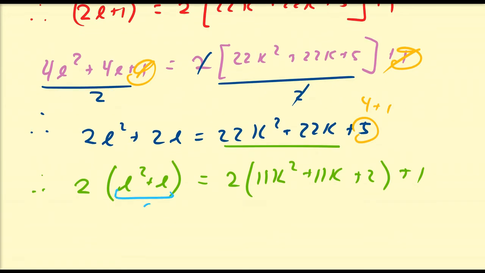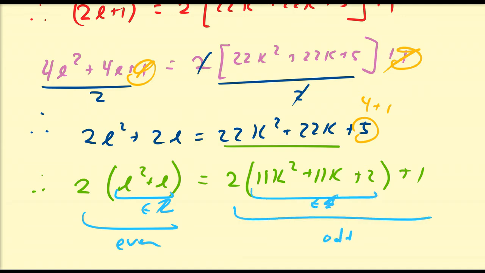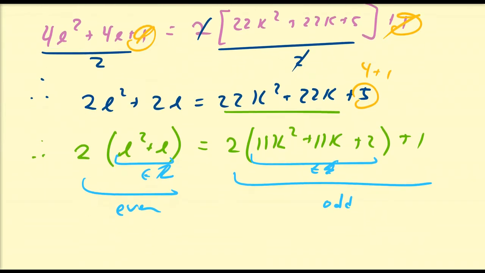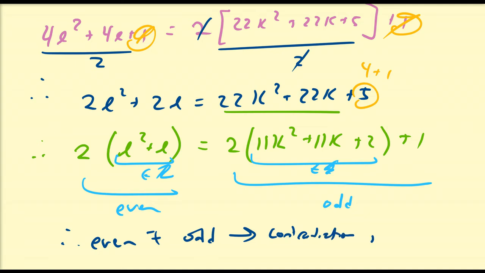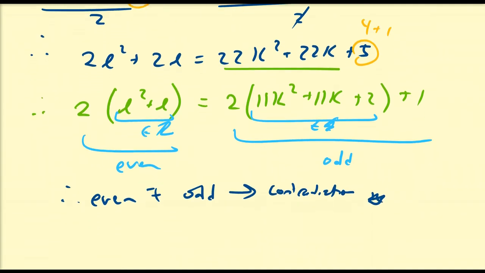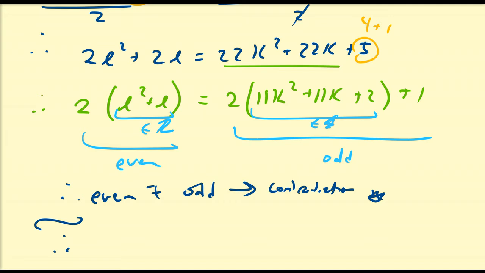So remember, this is an integer, which means this left side is even. This is an integer, which means this right-hand side is odd. And since an integer cannot be even and odd simultaneously, so even cannot be equal to odd, that gives us our contradiction, which completes the proof of case 2, which overall proves that the square root of 11 is not a rational number.